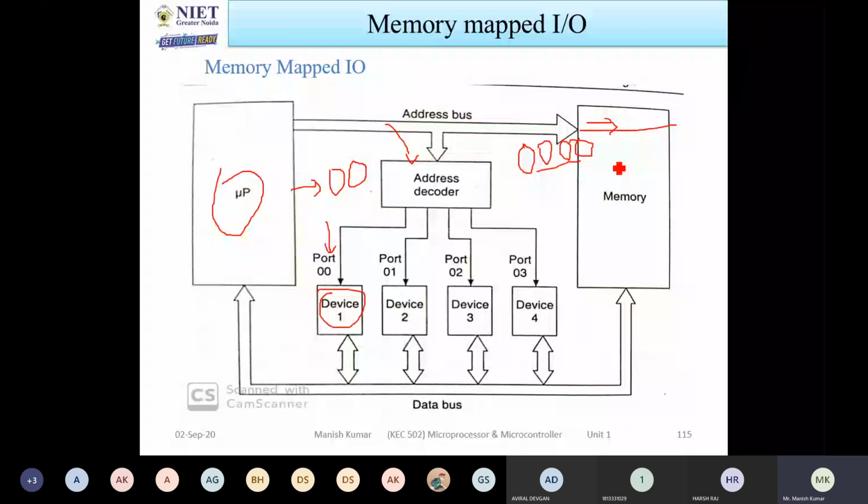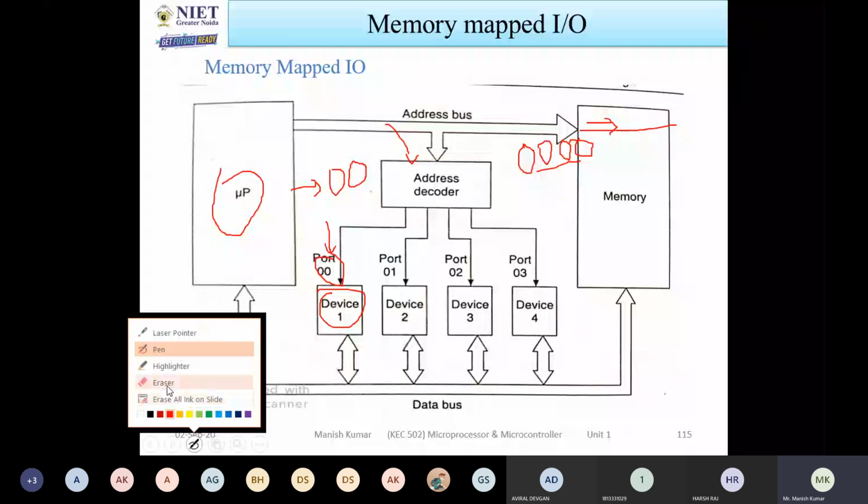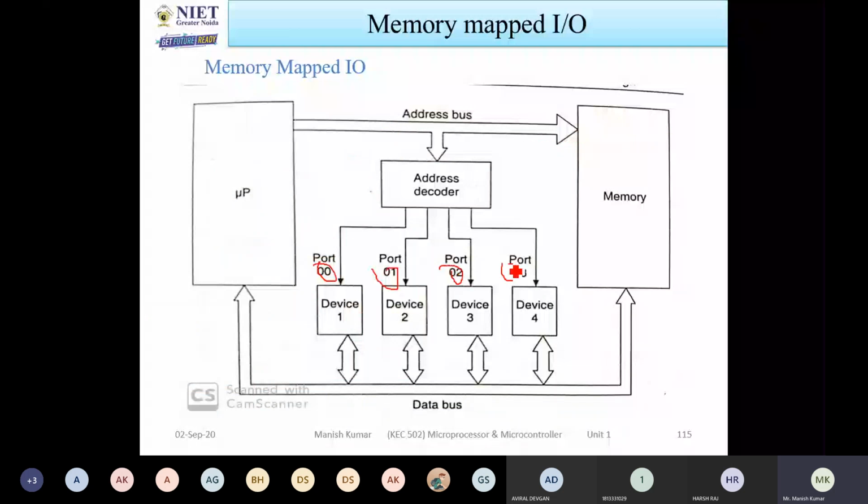Okay? So in this case, we are sacrificing some memory locations for the sake of input-output devices, so this problem will not arise. It means that if you want to use device 1 with port address 00, you can do one thing. I have 4 different addresses, correct? 00, 01, 02, 03. If you remove these 4 addresses from the memory, then what will happen? You can access only this device.